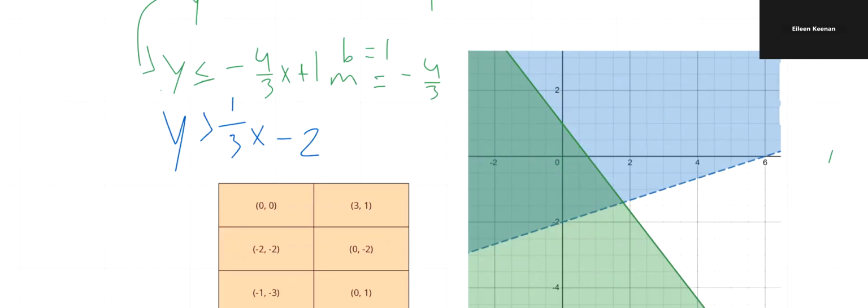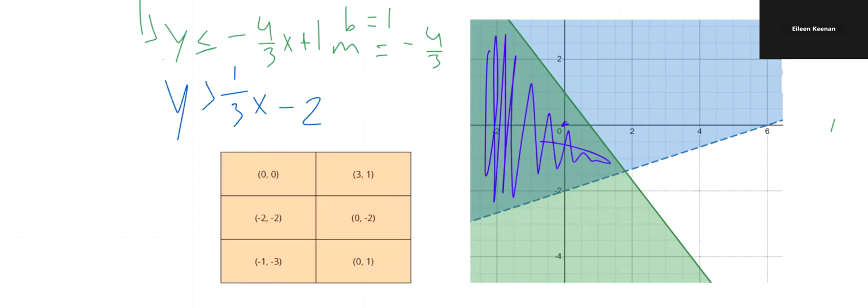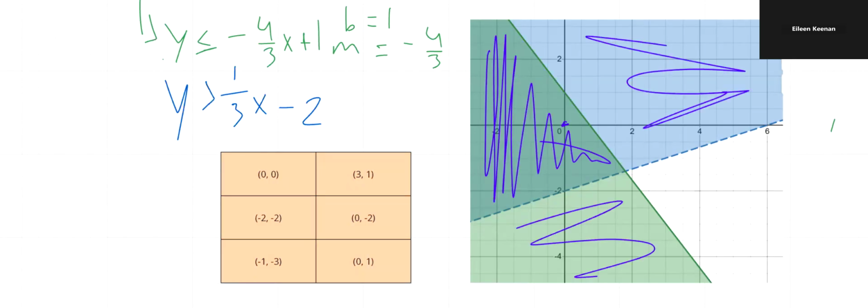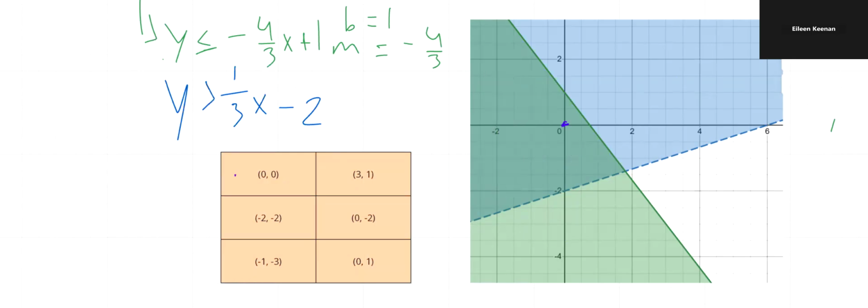We'll do it again in purple. All right, 0, 0 right here. This is the overlapping region, because down here is just green, and up here is just blue. Over here is where we have both. So 0, 0 is in that overlapping region, so yes. What about the point 3, 1? Let's go to 3, up to 1. Nope, that's in the blue, but not the green. So no.